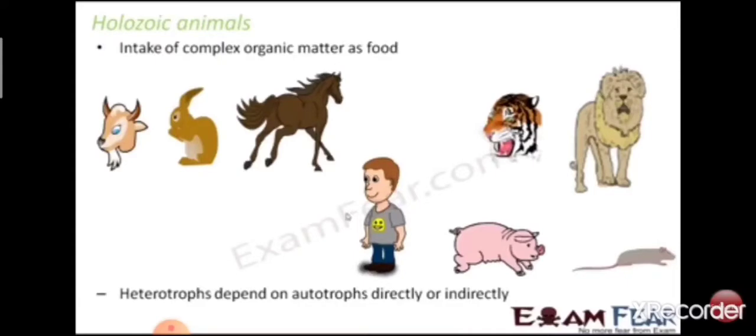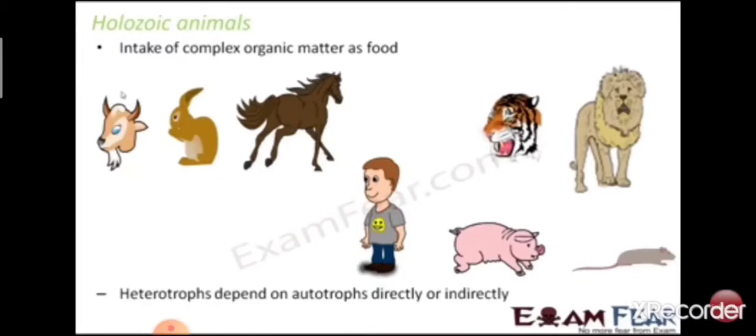So they take in complex matter as food. Whatever we eat is in a very complex form, so that food cannot directly provide us energy. That food has to be converted into a simpler form inside our body, and only then will it be able to provide us energy. So look at the screen. You see lots of animals and all of them are holozoic. That is, they eat very complex organic matter. So that is their food.